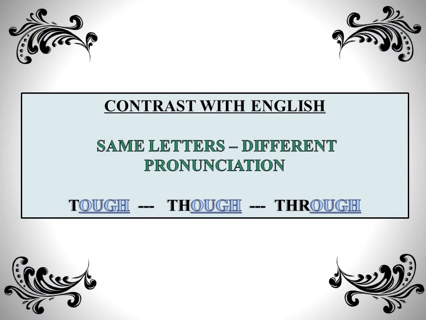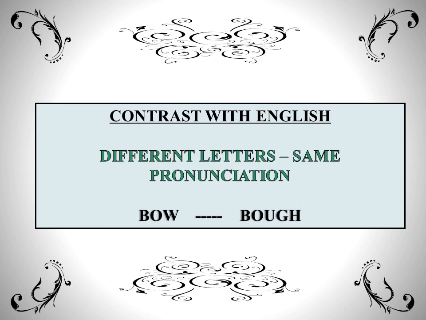Often in English, a same letter or group of letters will be pronounced in different ways in different words. So, we have tough, though, through. Or, different groups of letters will have the same pronunciation. So we have bow and bow.